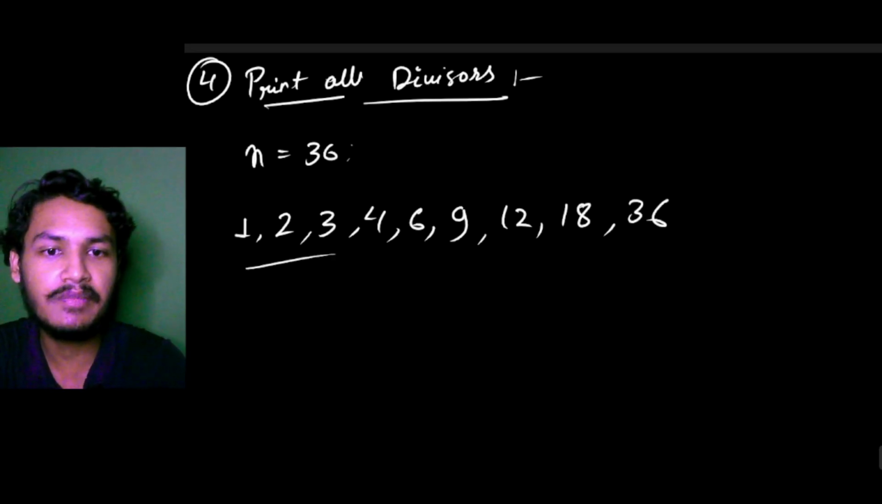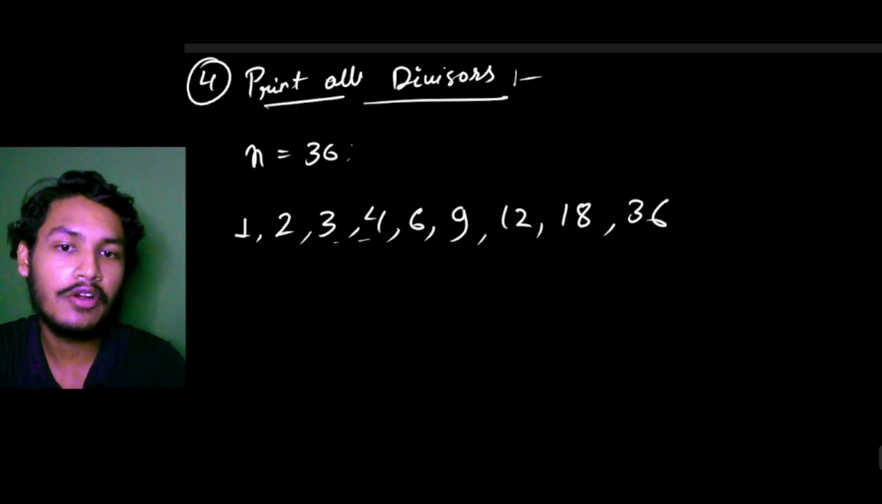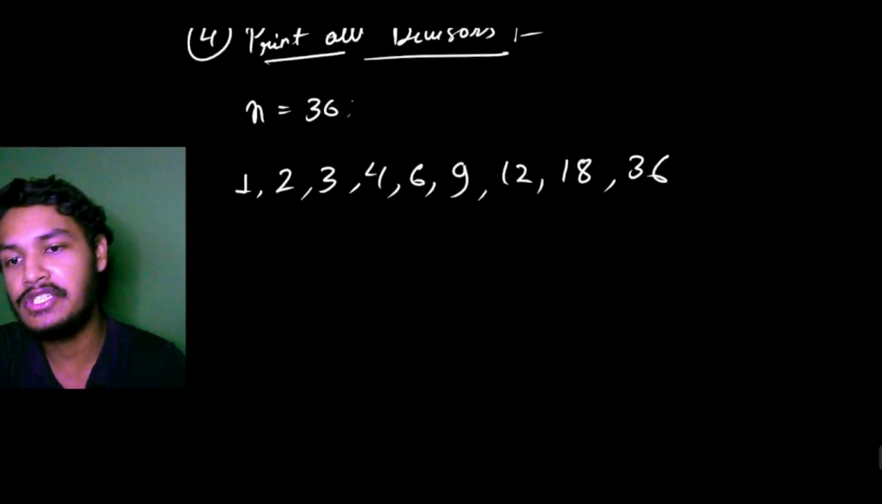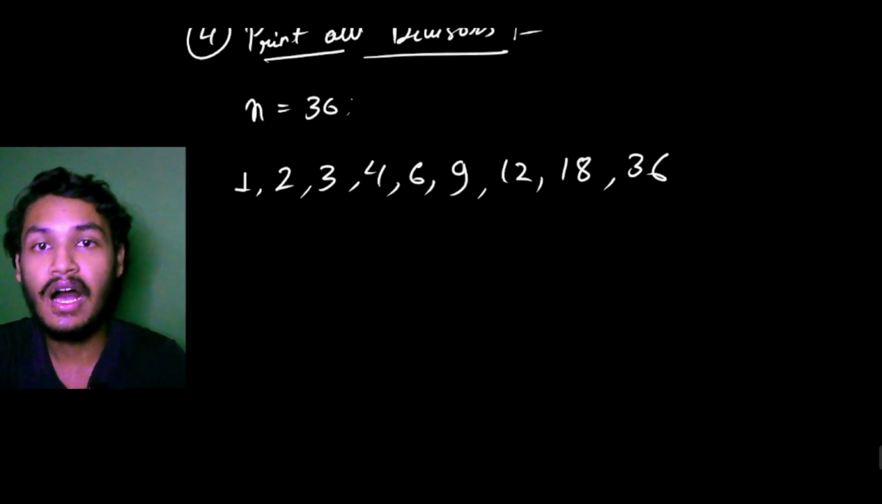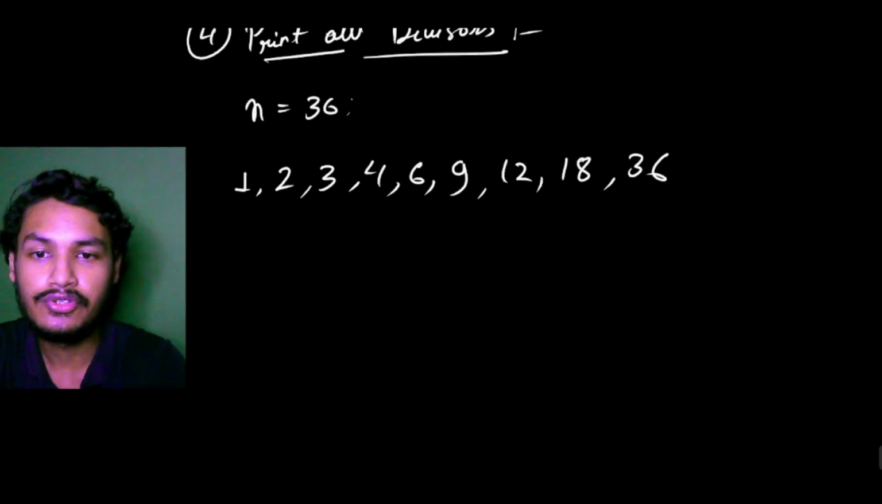So all these numbers can divide this number completely, so we have to print all these numbers. I hope you have understood what we have to do in this question. So let me write down the pseudo code for this problem.